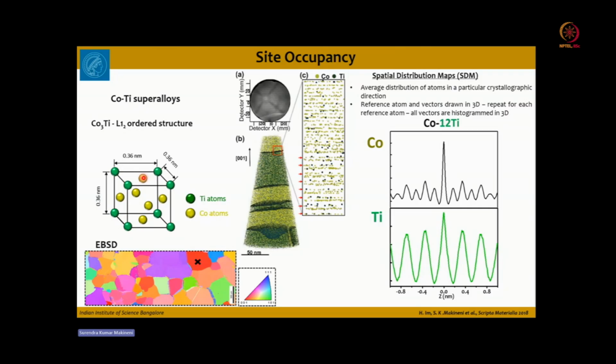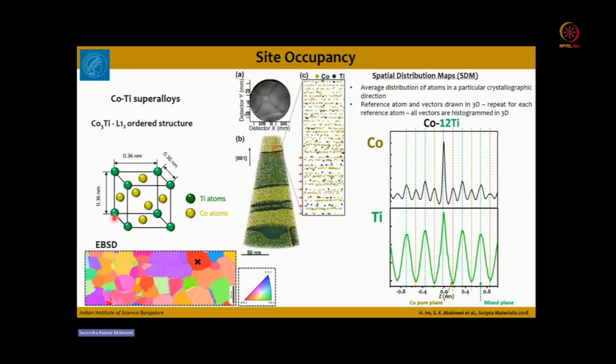In the case of titanium, you don't see this. In the case of titanium, there is no peak at 0.18. Always the peak appears at 0.36, 0.72. It means that the minimum distance between two titanium atoms is 0.36. With this, what we infer is that titanium occupies the 0 positions, but cobalt occupies both the mixed and the pure planes. Correct? So this is how we can know the site occupancy of the specific elements.